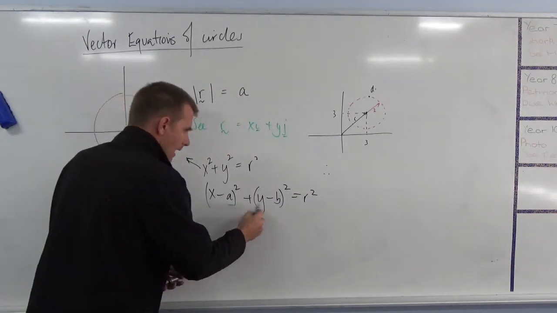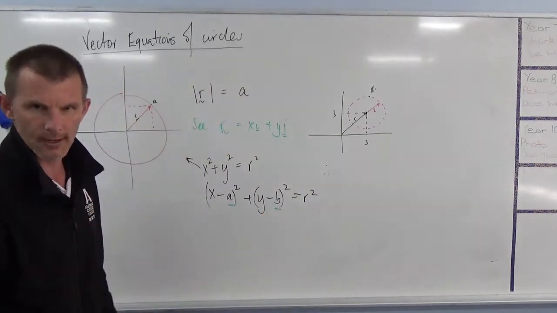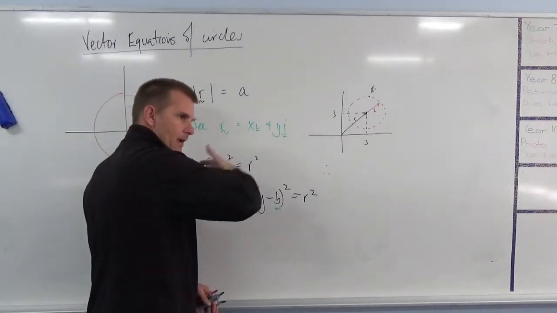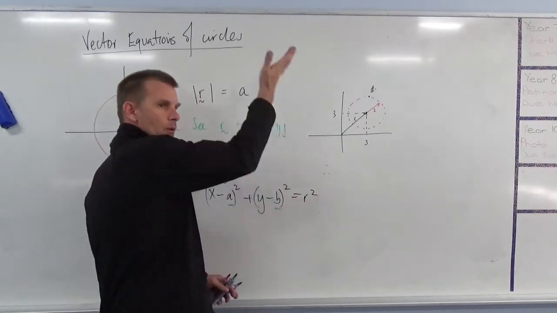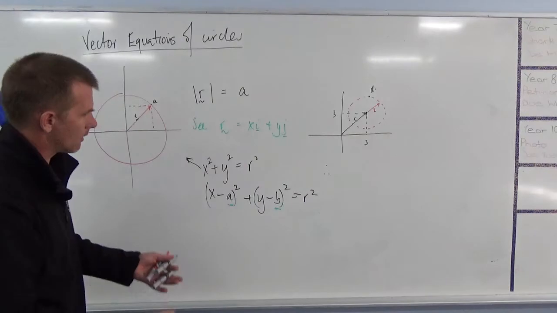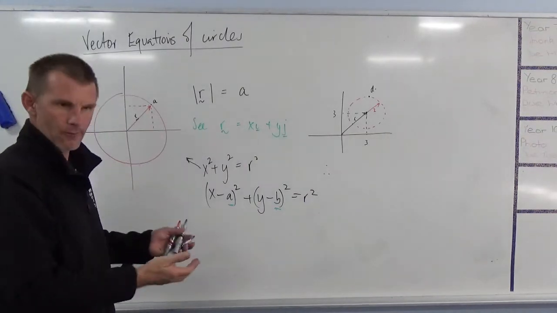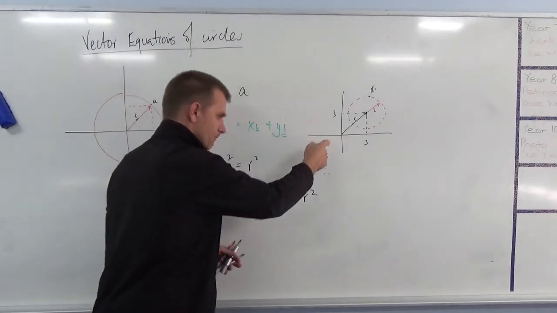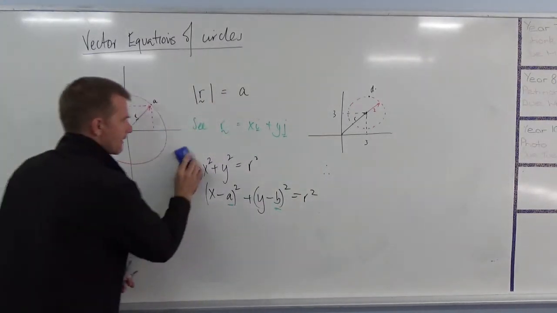Now, the a and the b, don't get caught up on those letters. They're just two values to shift it somewhere on the x-axis and shift it somewhere on the y-axis. So don't get hung up on those values. Just recognise that that's the general format of a circle at the origin, a circle not at the origin. Okay. Now let's talk about our vectors.